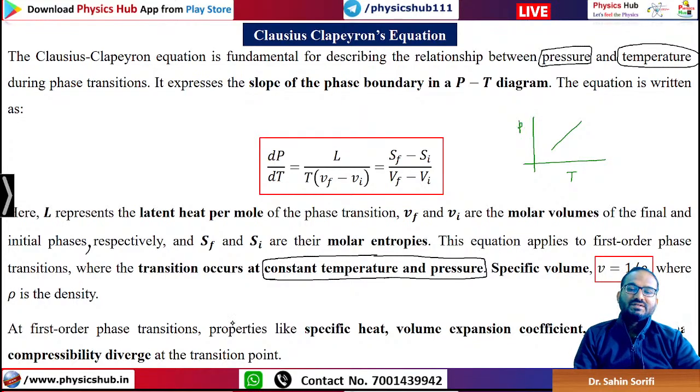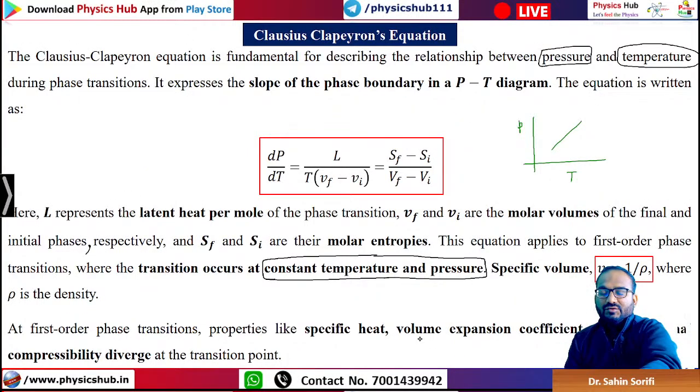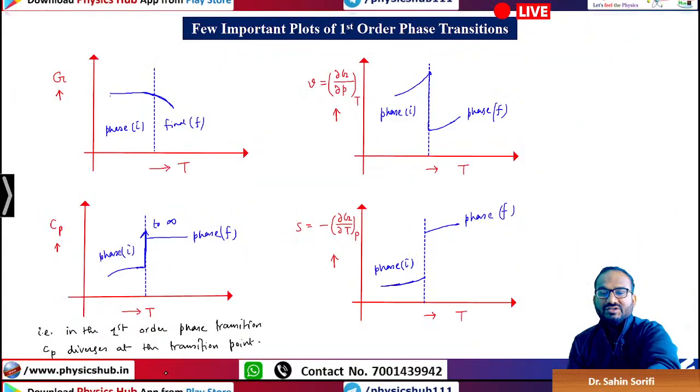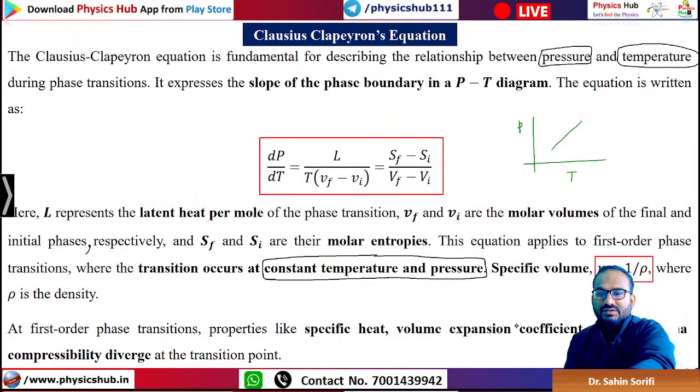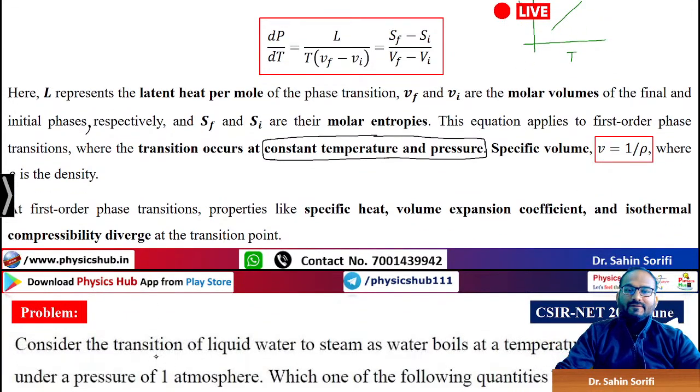At the first order phase transition, properties like specific heat, which I have shown you here, volume expansion coefficient and isothermal compressibility diverge at the transition point. Okay, so Cp is diverging. In a similar manner, two other quantities, that is volume expansion coefficient, isothermal compressibility, also diverge at the transition point, that you keep in mind.